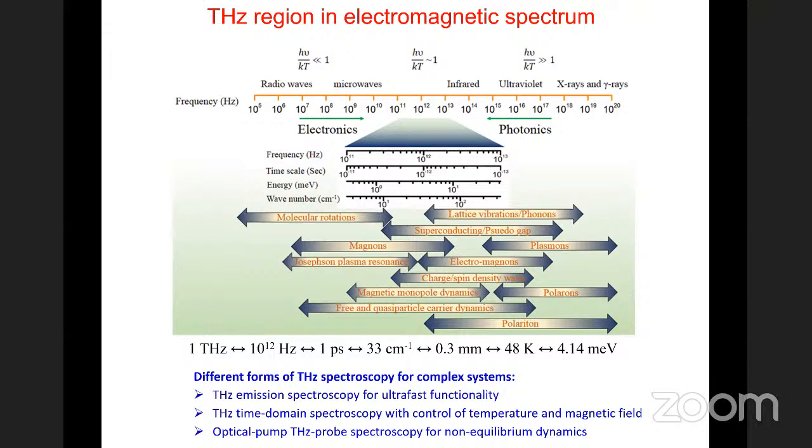I'll speak about 2 popular techniques that we implement on complex oxides. One is the terahertz time-domain spectroscopy with control of temperature and magnetic field, because the phase transitions that we see in complex systems are mostly induced by the temperature or the magnetic field as external controls. And optical pump terahertz probe, where we put the system out of equilibrium and watch it relax using terahertz radiation. So these are the 2 spectroscopies, 2 probes that we'll implement on some selective systems.